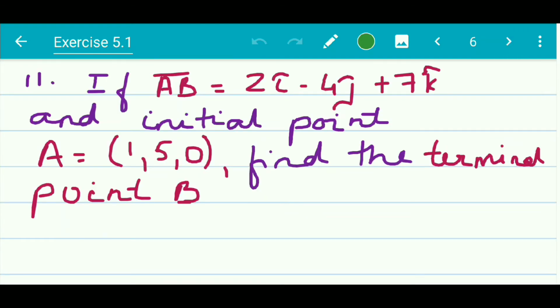Now in the 11th sum, if AB is equal to 2I minus 4J plus 7K, okay, AB is a vector and it is given by this particular term in terms of IJK. The initial point A has the coordinates 1, 5, 0. Find the terminal point B. We have to find the coordinates of B.